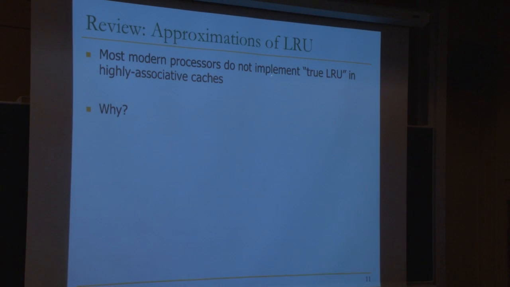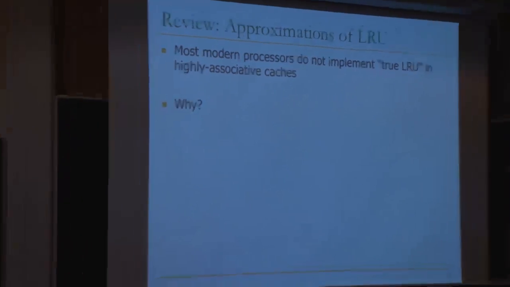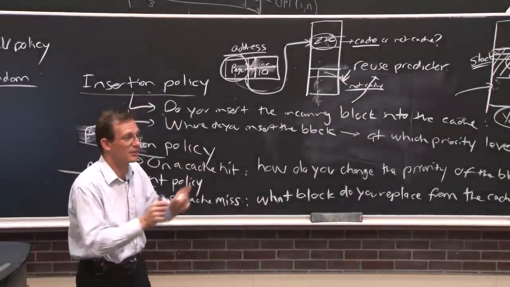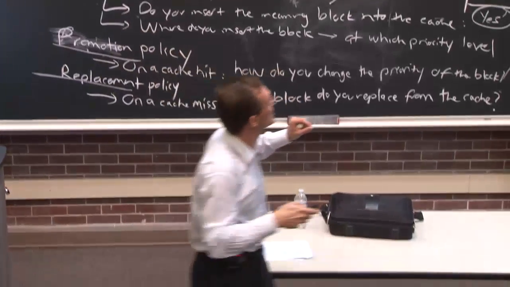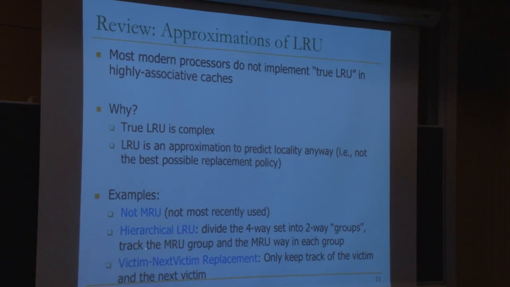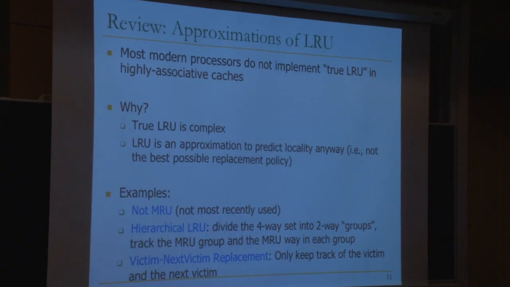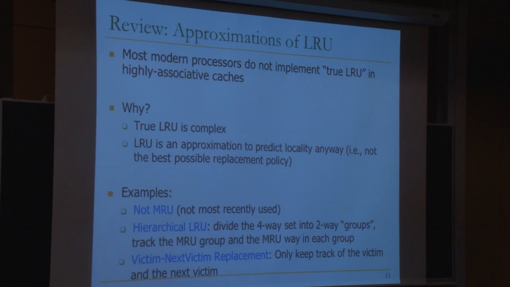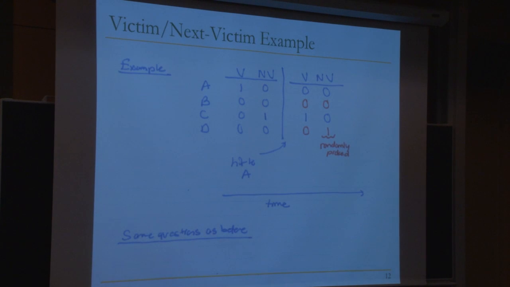Okay, we talked about true LRU last time, and true LRU was difficult to implement, right? And why is it difficult to implement? Because the replacement policy, what block to replace, is difficult to determine as you increase the associativity of your cache. And we've looked at this. There were multiple approximations to it: not MRU, hierarchical LRU, which we covered, and victim, next victim replacement, which we ended with. And I ended with this slide, which was an example of victim, next victim replacement. Do you guys remember the idea of victim, next victim?